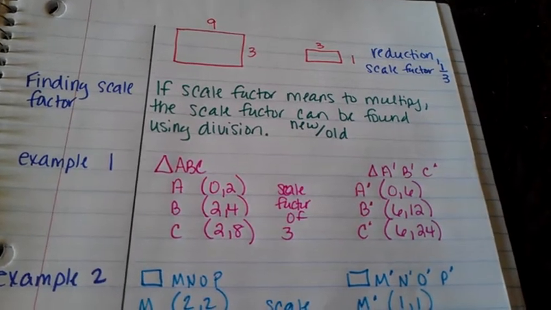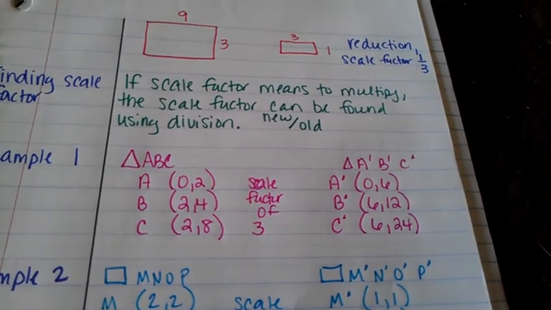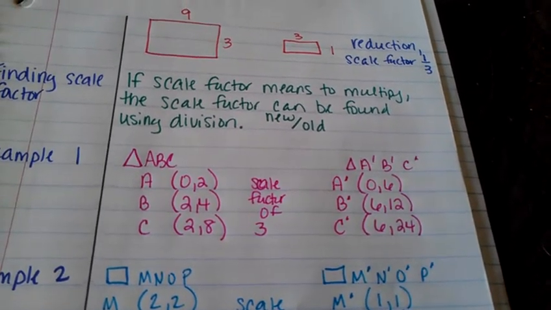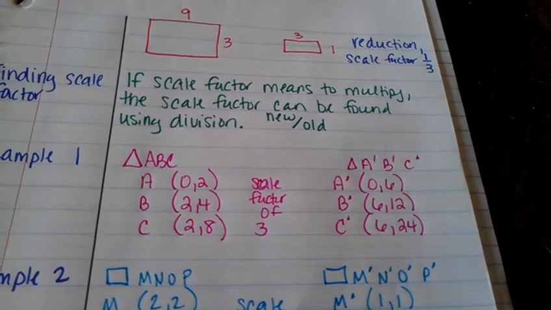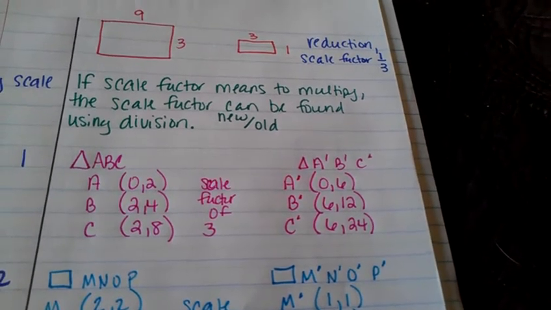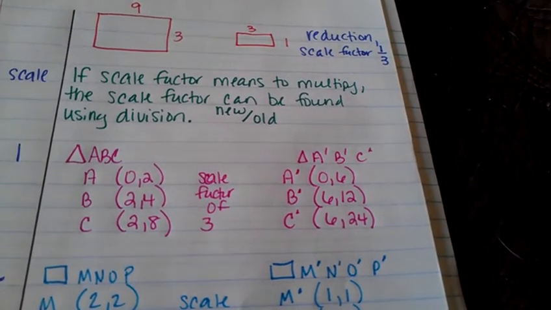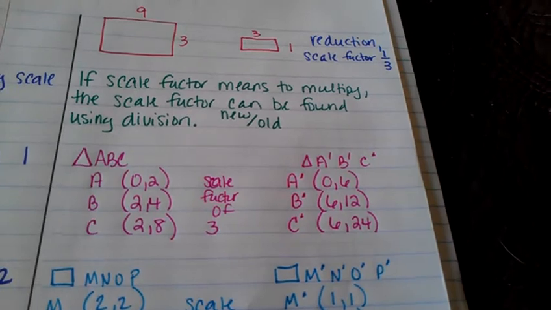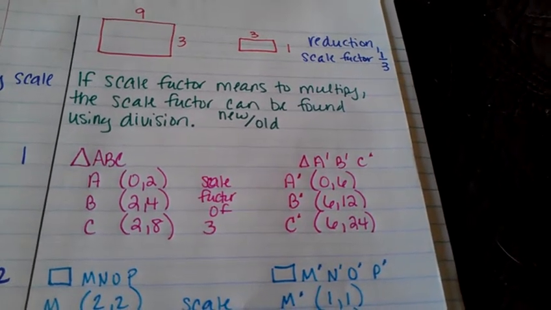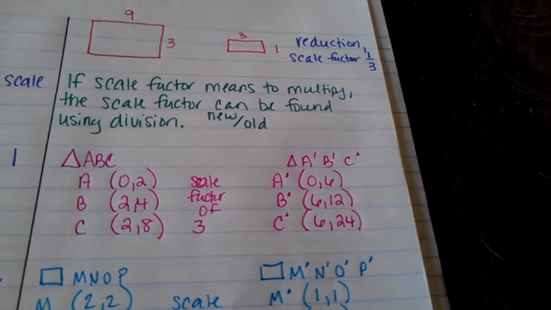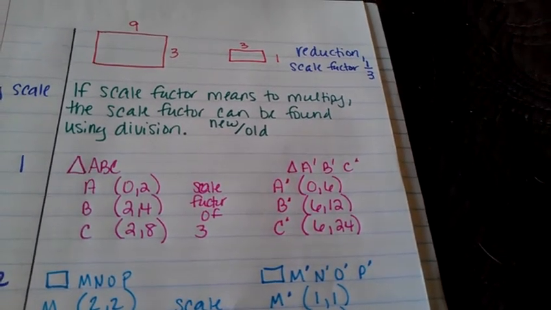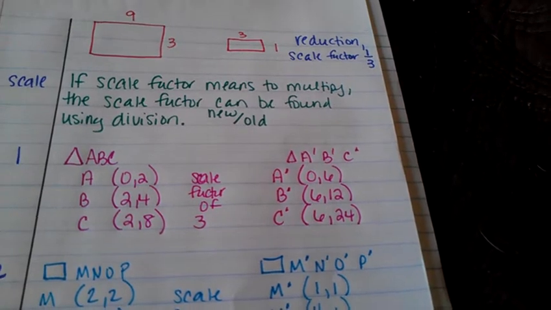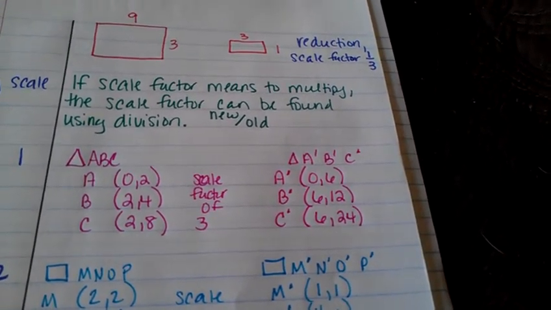So example 1, I've got triangle ABC. And here are my coordinates, (0, 2), (2, 4), and (2, 8). If I've got a scale factor of 3, my scale factor is bigger than 1, so my shape should get larger. So over here I've got triangle A prime, B prime, C prime. So my first coordinate A is (0, 2). If I multiply both of those coordinates by 3, 0 times 3 is still 0, but 2 times 3 becomes 6. So A prime becomes (0, 6). (2, 4) is B. If I multiply both of those coordinates by 3, it becomes (6, 12). And coordinate C is (2, 8), so it becomes (6, 24).